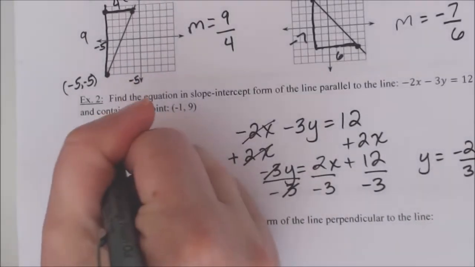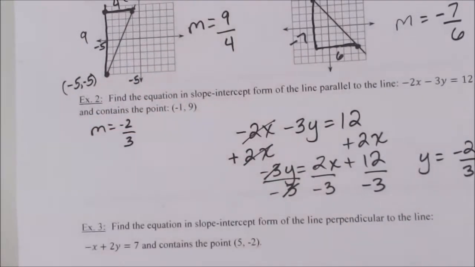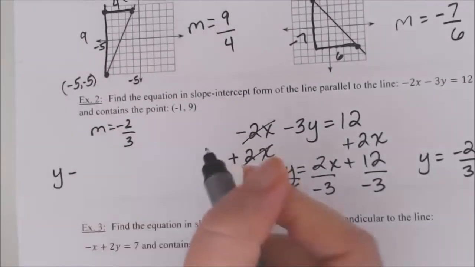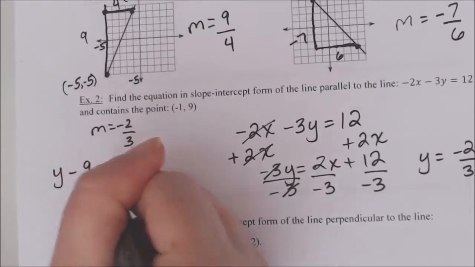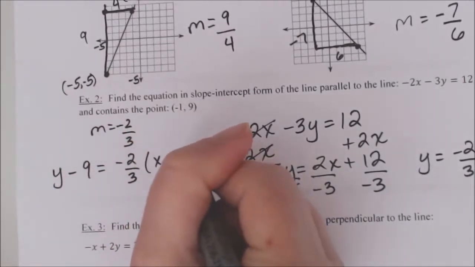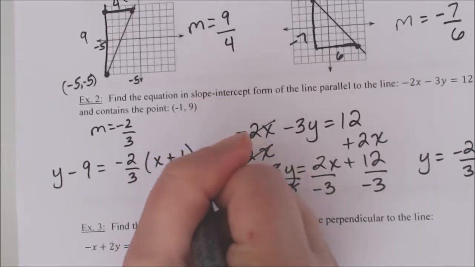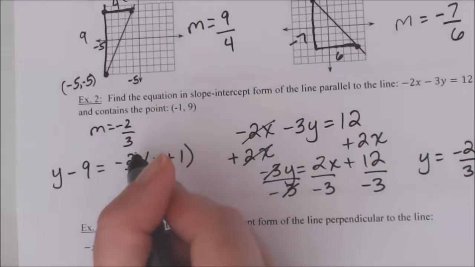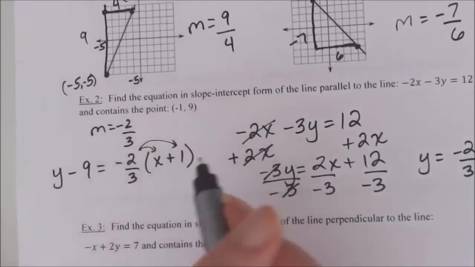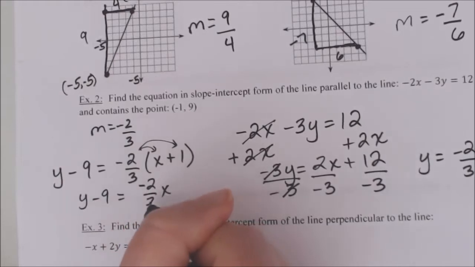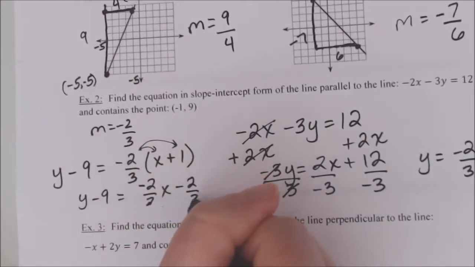And we know our slope is going to be -2/3. We always start in point slope form. So I'm going to have y minus 9 equals -2/3 times x minus a -1, so plus 1. They asked us to write it in slope-intercept form, so I'm going to distribute the -2/3. So I have y minus 9 equals -2/3 x minus 2/3.